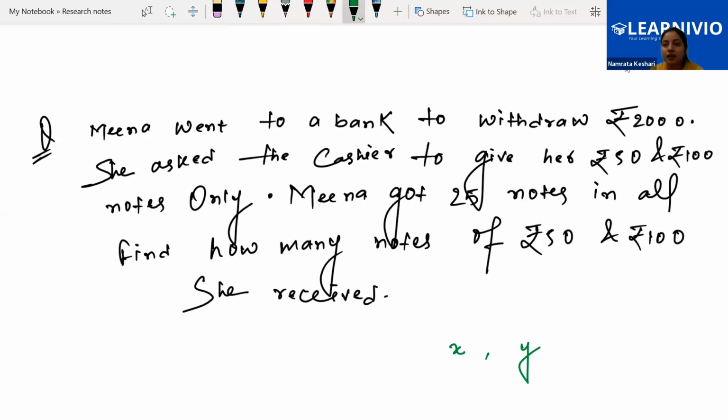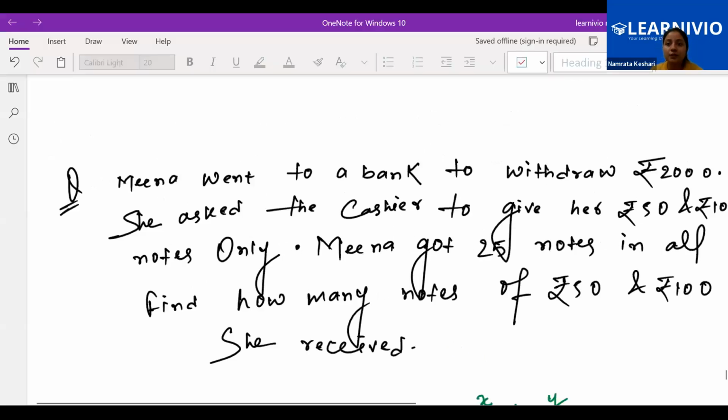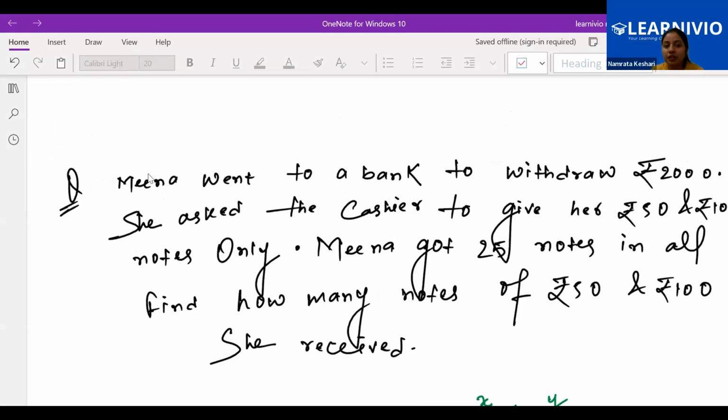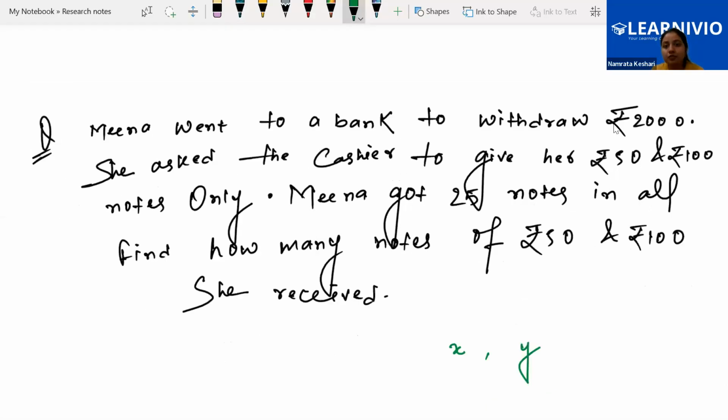Yes, Diana. First equation will become, read the statement carefully. She went to bank to withdraw 2000 rupees. She asked the cashier to give her ₹50 and ₹100 notes only. Meena got 25 notes in all. Find how many notes of this and this she received.